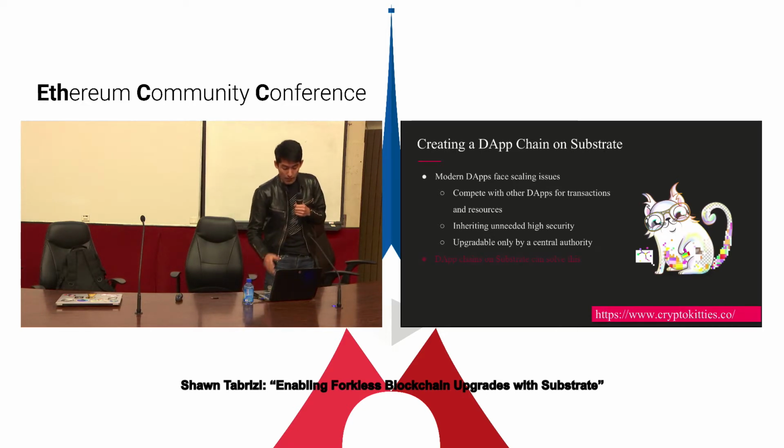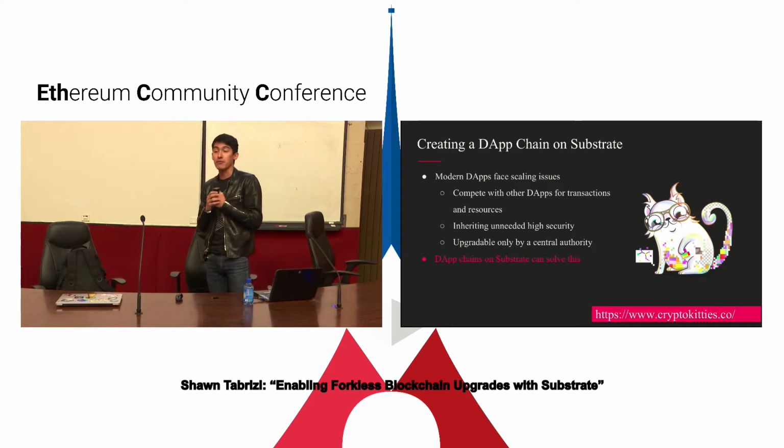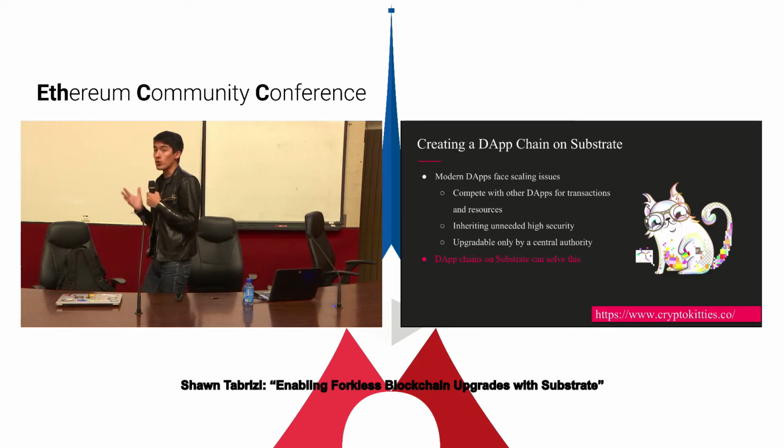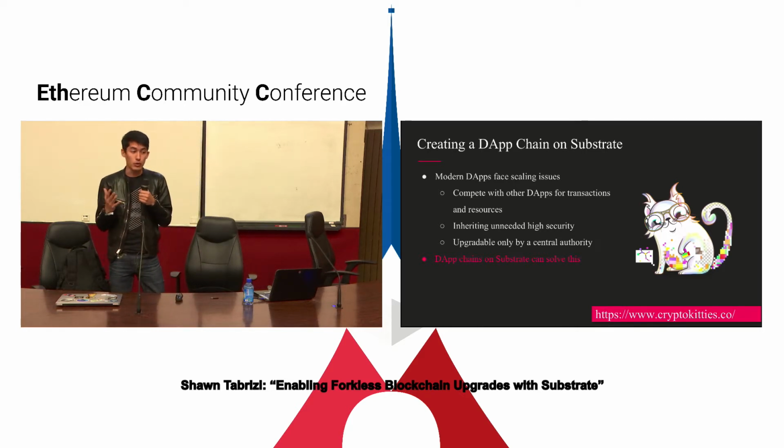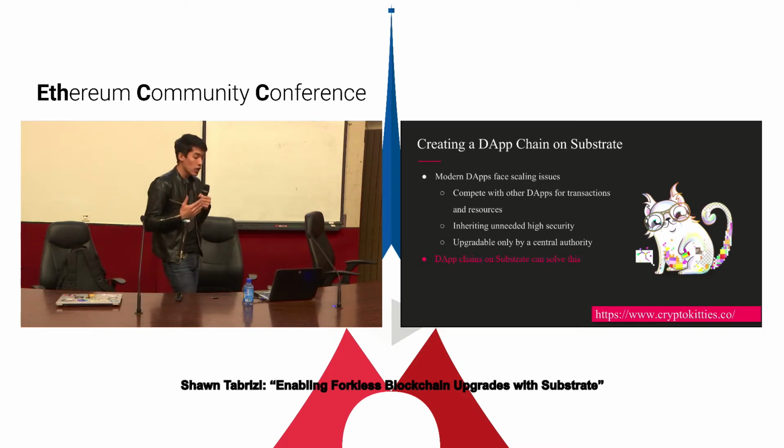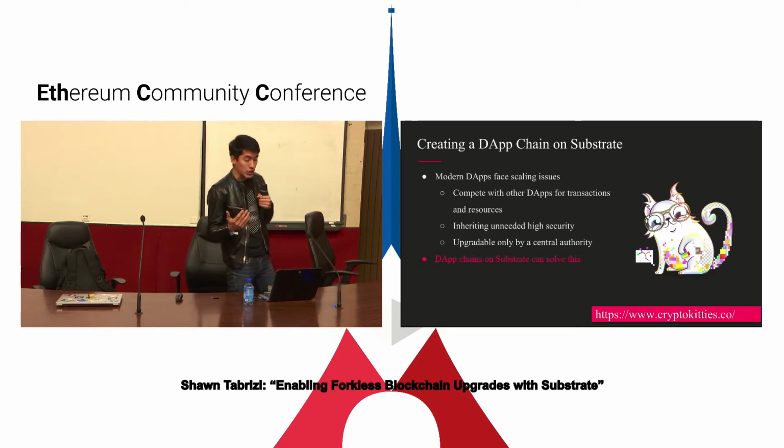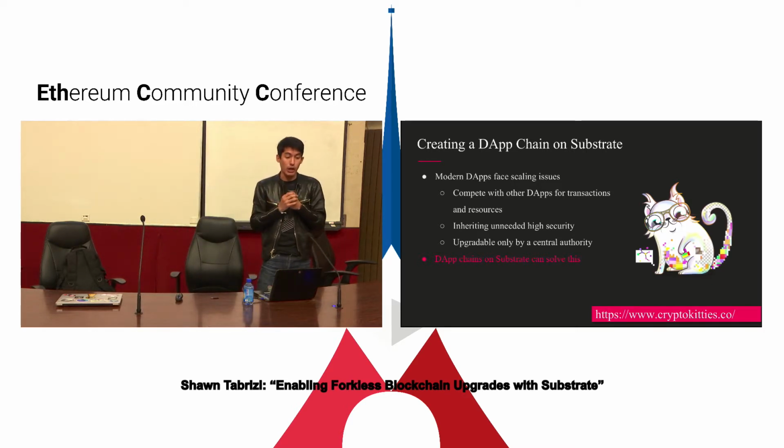But I'm proposing that dApp chains on Substrate can actually solve some of these problems. Take things like transaction resources and transaction fees. When you control your own blockchain, you control what fees you impose on your users who are using your blockchain. You can control how the resources are managed and basically how your blockchain runs entirely.